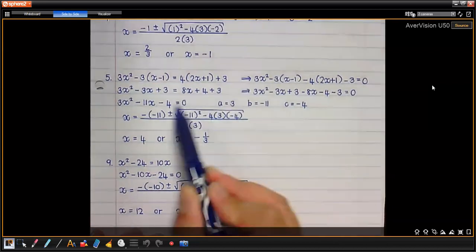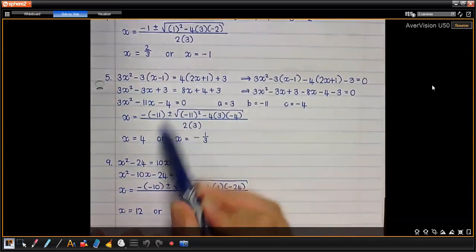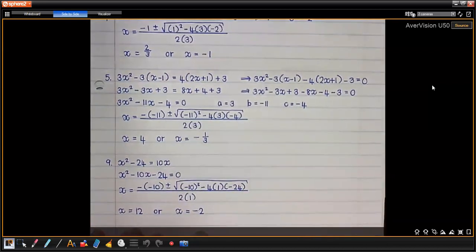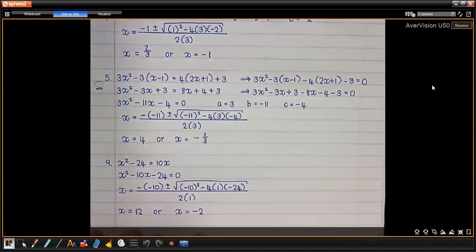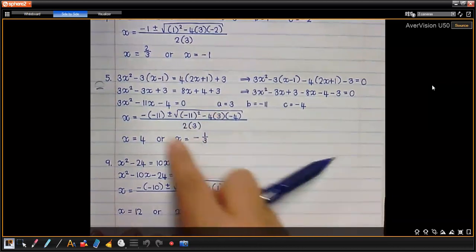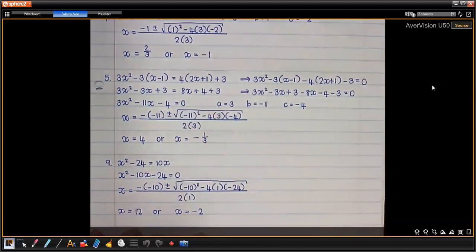Guys, please remember you have to show this step. If you want to leave out a step, it would be the one where we're actually writing the formula down. You don't get a mark for writing the quadratic formula, but you do get a mark for this, for showing what you are substituting in for A, B, and C. Okay, you're going to lose that mark.